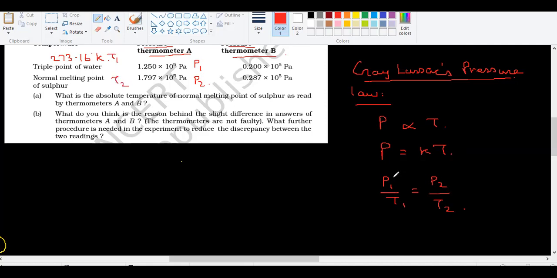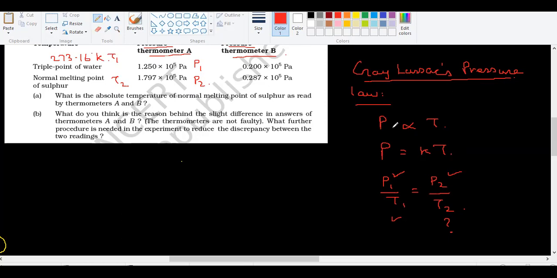This is known, so take it down properly. I'm not going to do it. P1 is given, P2 is given. The 10 power 5 you can cancel out. T1 is given, and they are asking to find T2. That's all. My job is to read through the question and tell you the principle you have to apply, because we are talking about Gay-Lussac's pressure law.